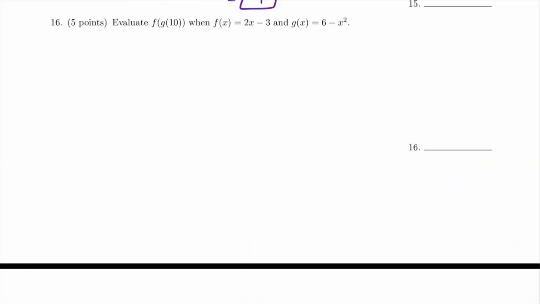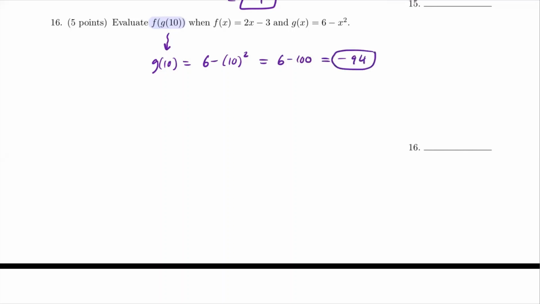Number 16, we're going to be evaluating f of g of 10. So this is a composition of these two functions at 10 using those formulas. All right, so first thing you want to do is figure out g of 10. So g of 10, it's going to be plugging in 10 into g. G is this function, so I will replace x with 10. You'll have 6 minus 10 squared. So that's going to give you 6 minus 100, which is equal to -94.